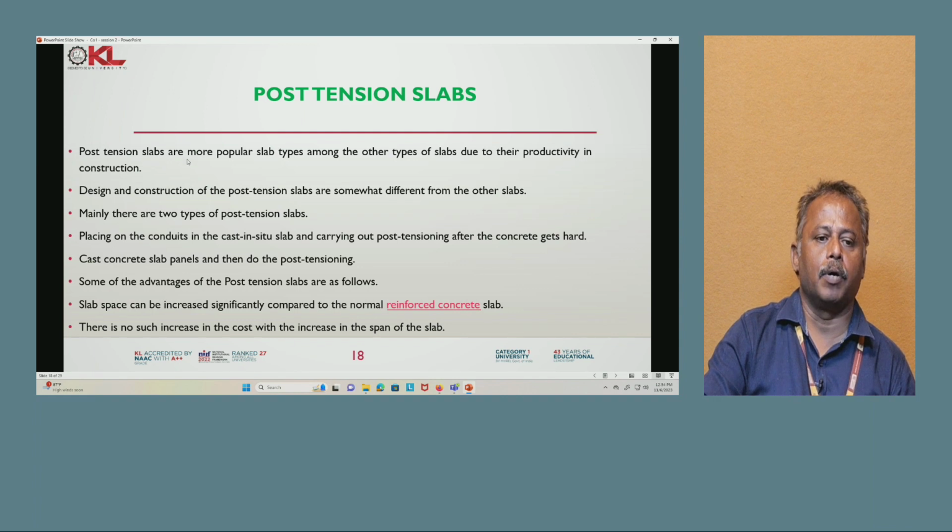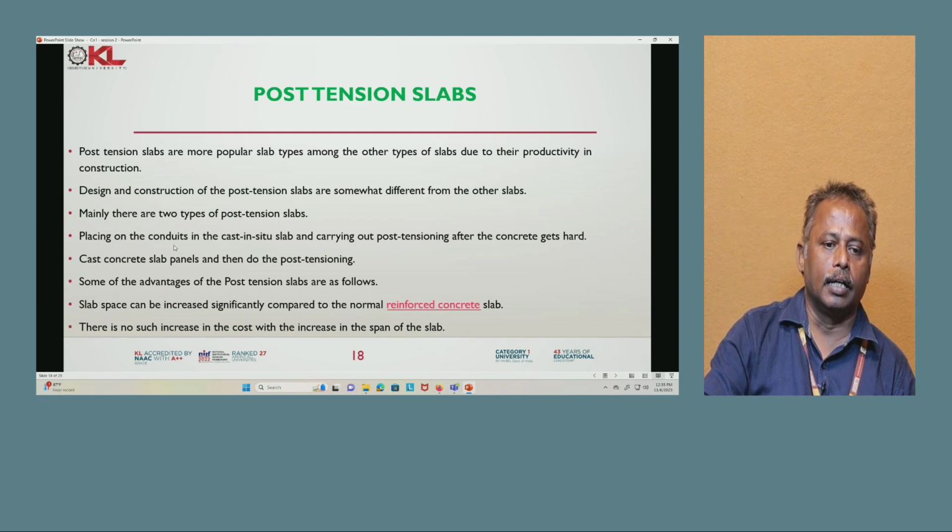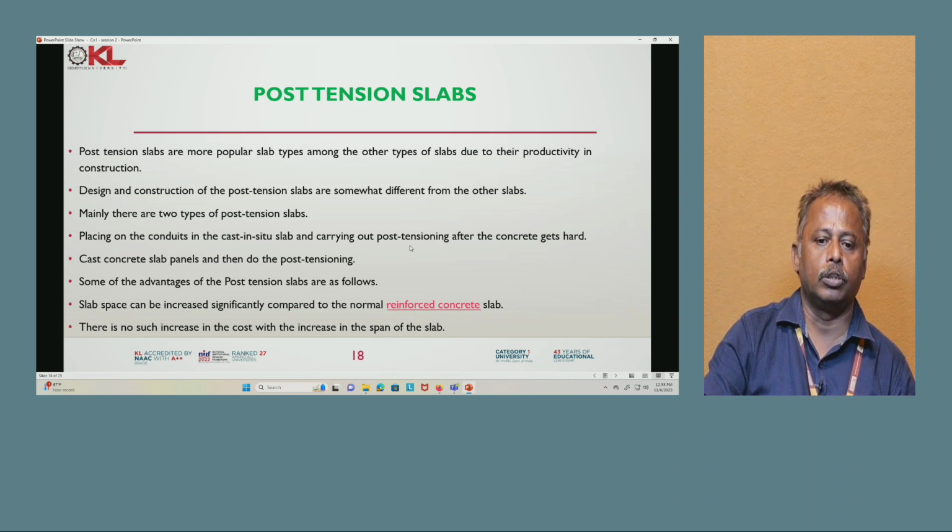Next, post tension slab. The post tension slab is among the more popular types of slab due to its productivity in the connections. The design and construction of post tension slabs are somewhat different from other slabs. Mainly there are two types of post tension slab: placing the conduit and casting it into the slab, and carrying out the post tensioning after the concrete gets hard, or casting the concrete slab panel and then doing the post tensioning.